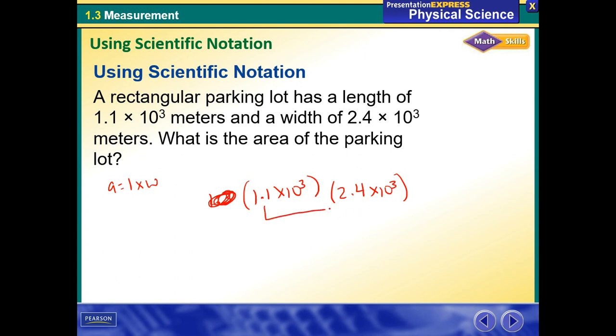So what we're going to do is we need to multiply the numbers out front. When you see these numbers, we have to say 1.1 times 2.4. And you should get 2.64. Now this always has a times 10, so I got to figure out what that number is. 3 plus 3 gives me 6. And then of course meters squared.